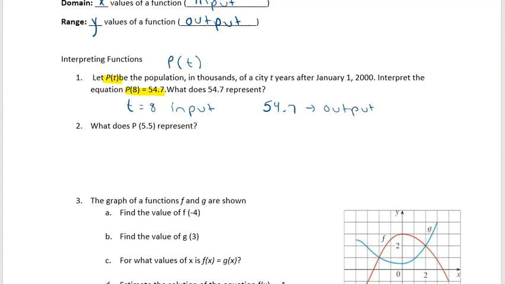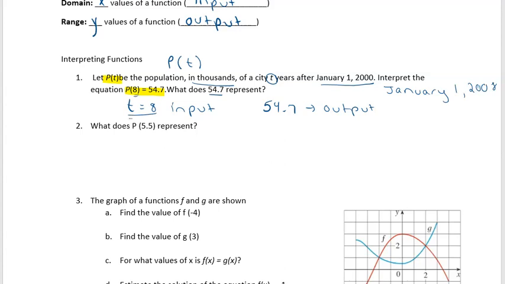We're told that P of t is the population in thousands of a city t years after January 1st, 2000. Interpret the equation P of 8 equals 54.7. What does 54.7 represent? Well, in this case, the 8 would represent our time. So this is representing 8 years after January 1st, 2000. So P of 8 would look like January 1st of 2008, because our time is 8.